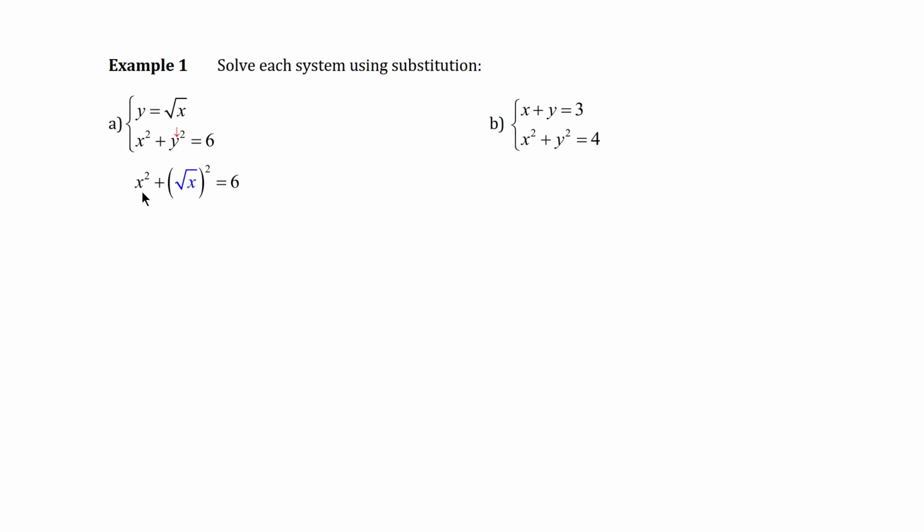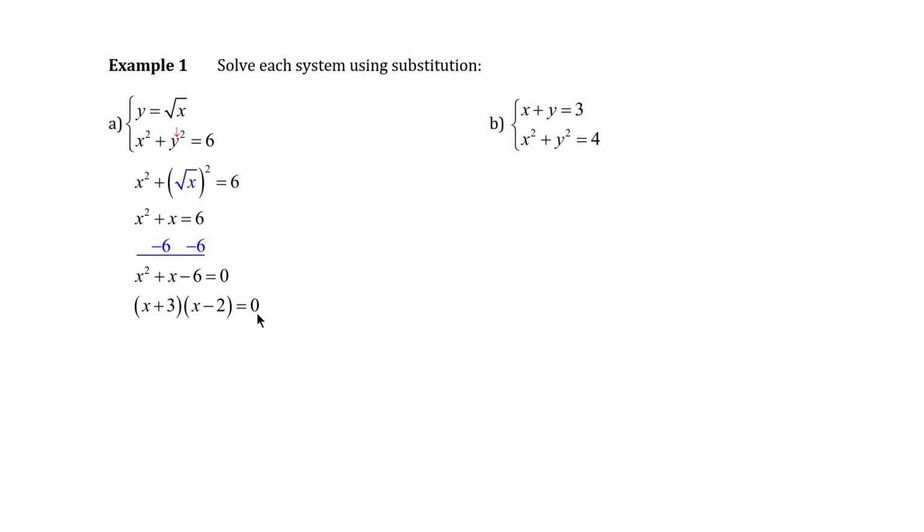So we get x squared plus parentheses square root of x squared equals 6. Next, we simplify by taking the square of the square root of x. The result is x squared plus x equals 6. Next, we set the equation equal to 0 by subtracting 6 from both sides. The result is x squared plus x minus 6 equals 0. Next, we factor. We get parentheses x plus 3 times parentheses x minus 2 equals 0.